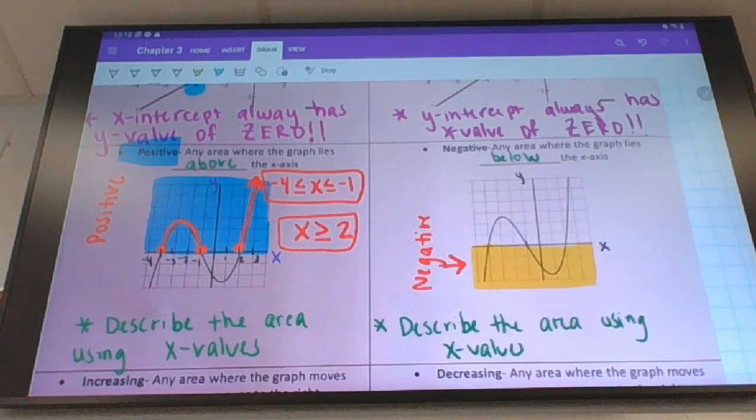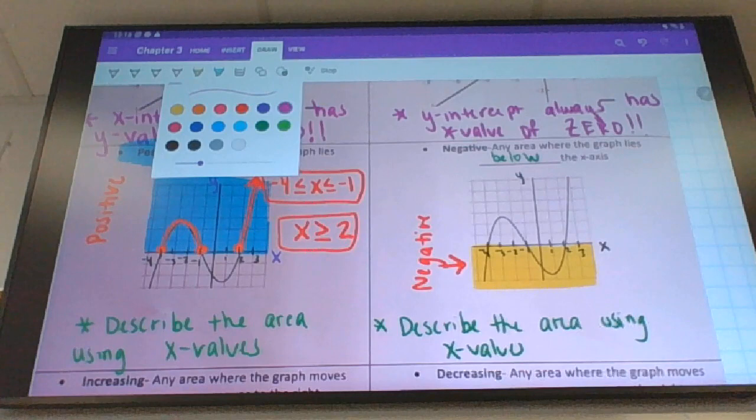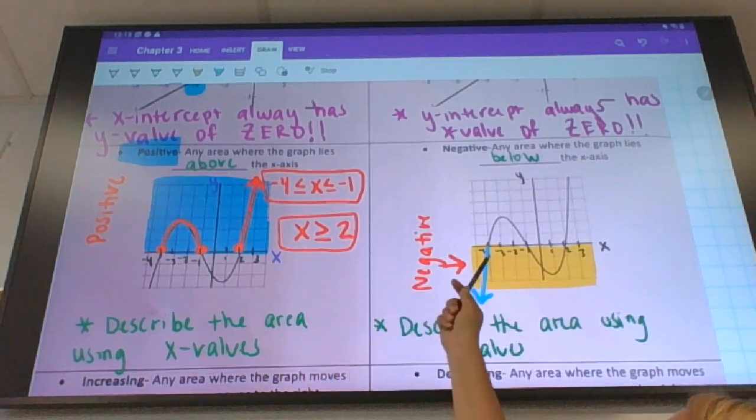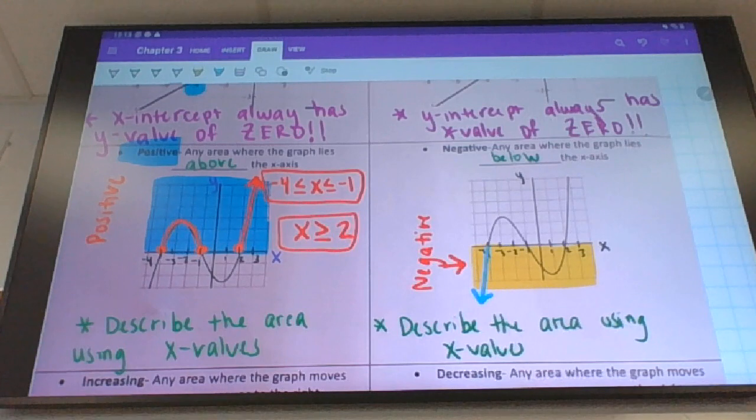So it's the same graph, -1, -2, -3, -4. 1, 2, 3. All right, so this time, maybe I'll just do like gray blue. All right, it's negative right here. Down here it's negative, and it's also negative here.